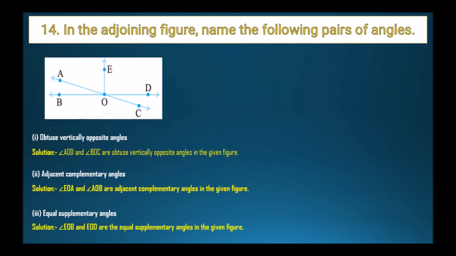14th question, in the adjoining figure, name the following pairs of angles. Obtuse vertically opposite angles: angle AOD and BOC are vertically opposite angles. Adjacent complementary angles: angle EOA and angle AOB are adjacent complementary angles. Angle EOB and angle EOD are supplementary angles.